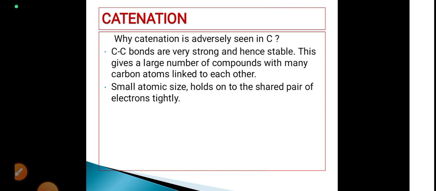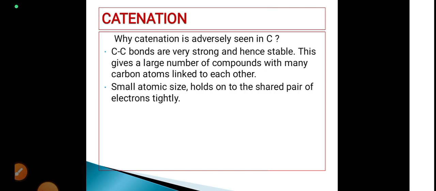Now we have to understand that out of 118 elements in the periodic table, carbon has gained the highest priority with respect to catenation, and no other element has this ability or property, a versatile nature, to attain catenation. So now let us understand the reasons for catenation. Why is catenation so prominently seen in carbon?